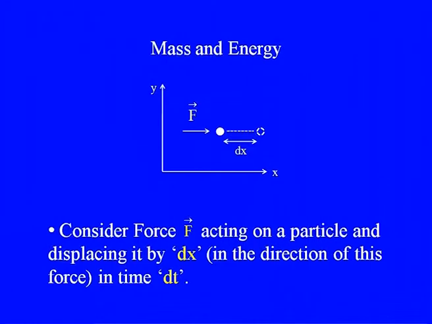Okay, so first let's consider a force which is being applied to a body, and when this force acts, it displaces the body by a small amount, dx, let's say, in time dt. So the small displacement dx is in the direction of the force. So if you take the dot product, you don't need to take the vector part, it's just F dx. And it also happens in some small time dt.